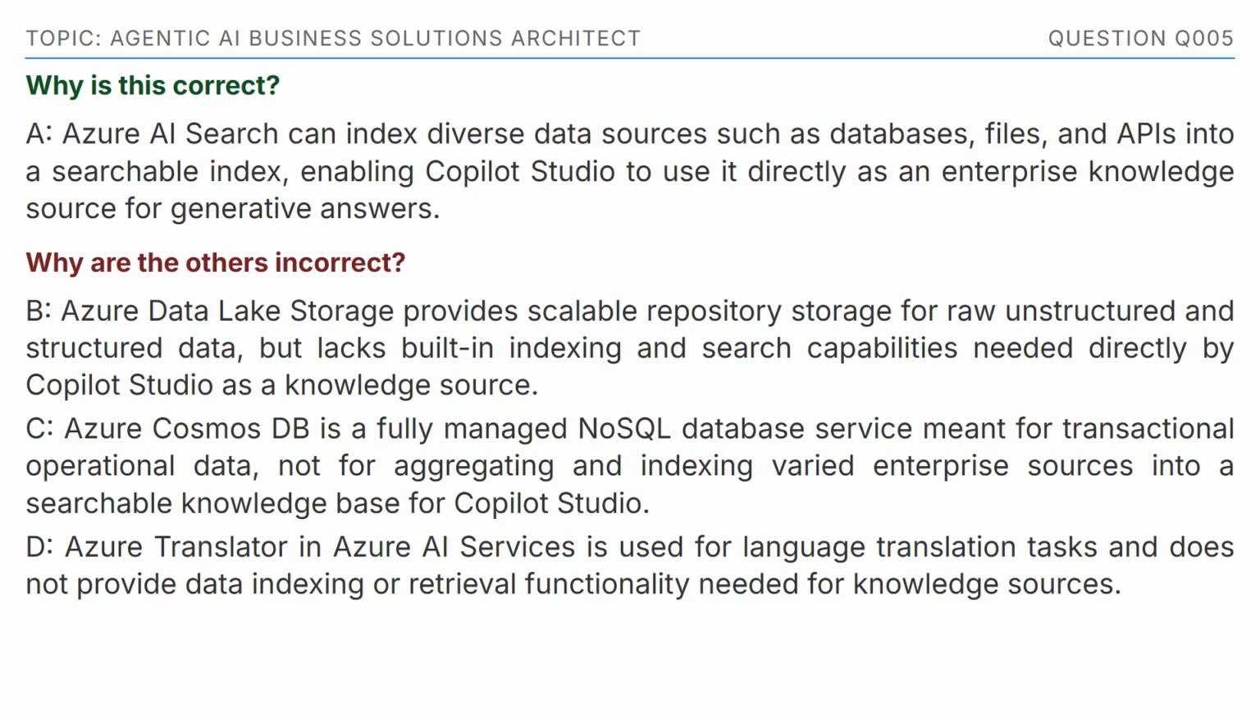B. Azure Data Lake Storage provides scalable repository storage for raw unstructured and structured data, but lacks built-in indexing and search capabilities needed directly by Copilot Studio as a knowledge source. C. Azure Cosmos DB is a fully managed NoSQL database service meant for transactional operational data, not for aggregating and indexing varied enterprise sources into a searchable knowledge base for Copilot Studio. D. Azure Translator in Azure AI Services is used for language translation tasks and does not provide data indexing or retrieval functionality needed for knowledge sources.